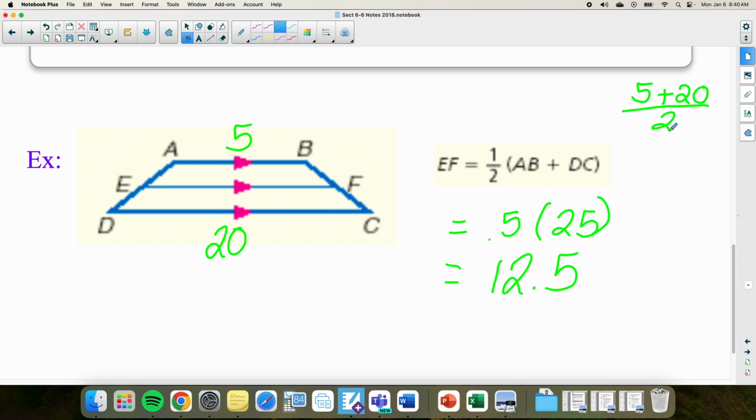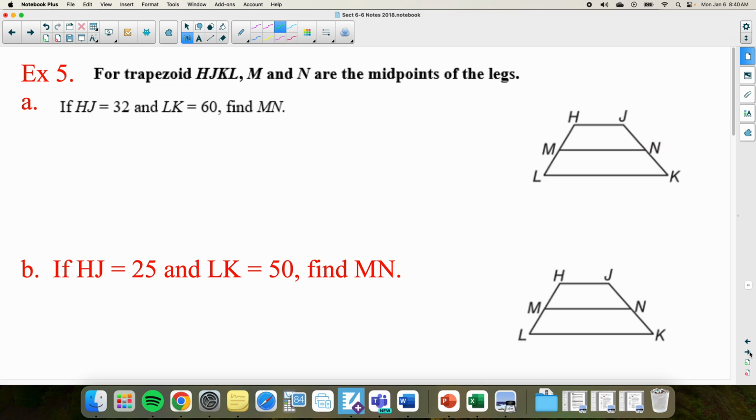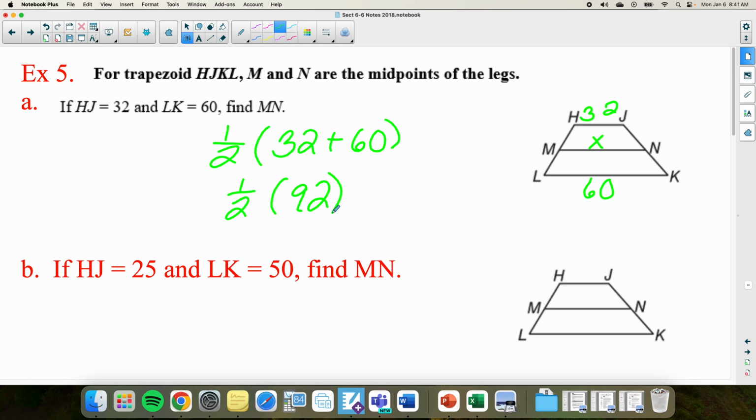If you did it this way, you'd either have to hit enter here before you divide by 2, or you'd have to put these in parentheses if you were just punching it into your calculator. Otherwise, you'd get every one wrong, so make sure you know that. All right, so this says HJ is 32, and LK down here is 60, and we want to find this. So again, it's just 1/2 times 32 plus 60, so it's 1/2 of 92. What's 1/2 of 92? Can you do that in your head?